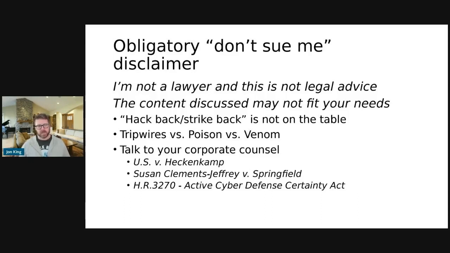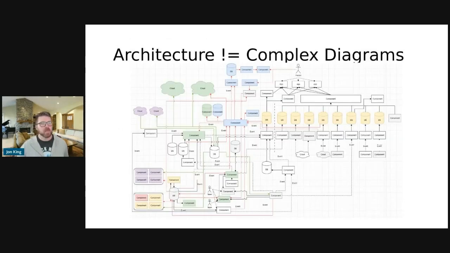It's the hack back, strike back stuff, not on the table. Talk to your corporate counsel about that stuff. HR 3270 is pending. Make sure to look into the regulations if you're interested in those things. But that's not what we're talking about when we say active defense today.